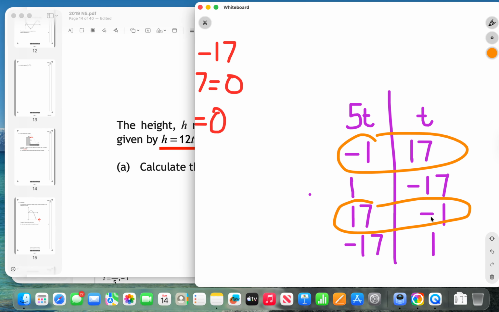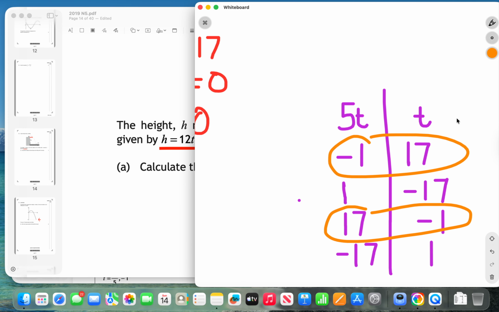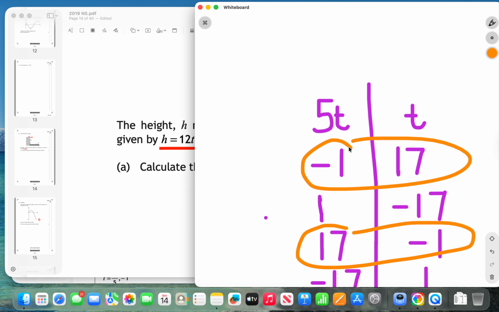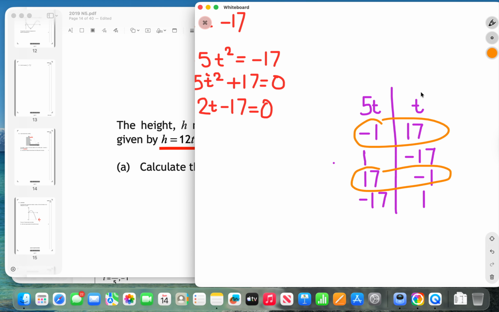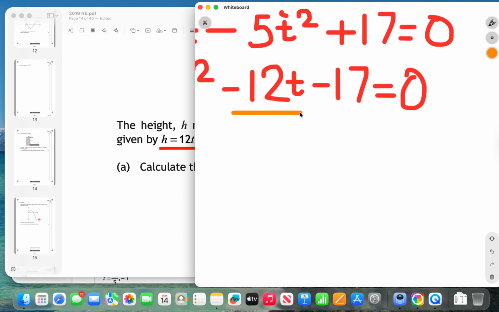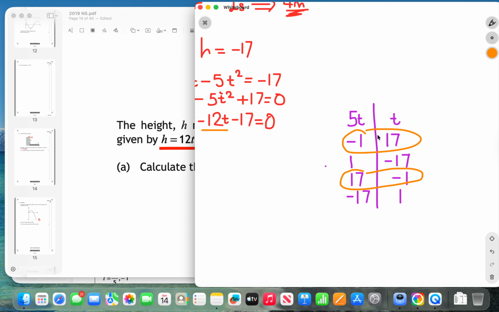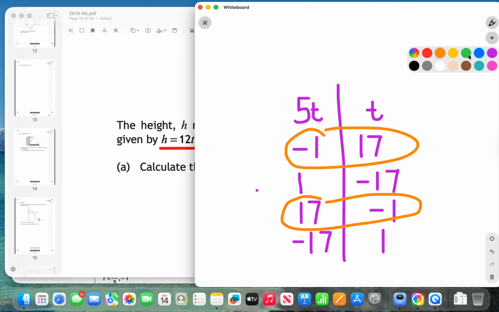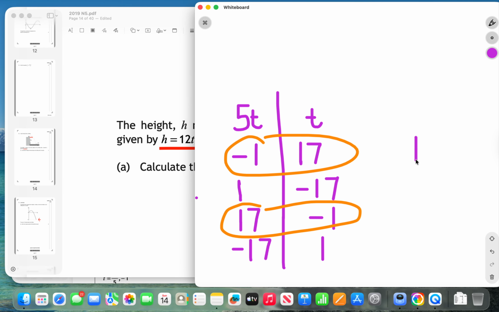is unique. So you see that the minus 1 and 17 and the minus 1 and the 17, now these two might appear to be the same, but in this case the minus 1 multiplies the 5t, and in this case the minus 1 multiplies the t. So the idea is we have to multiply these and add up such that we get minus 12t. So let's give this a go then.